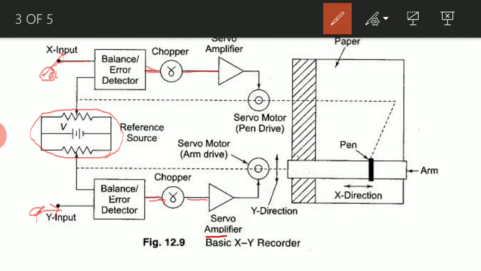This amplifier will amplify our AC signal and feed the resulting voltage to the servo motor. These motors control the motion of a pen along the y direction and the x direction. This motor, for example, is controlling the motion of this pen along the y direction. This is the y direction in this diagram. And this motor will be controlling the motion of the pen along the x direction, along this direction.